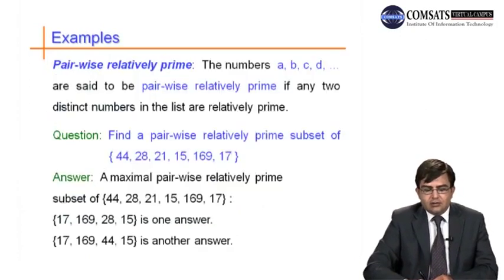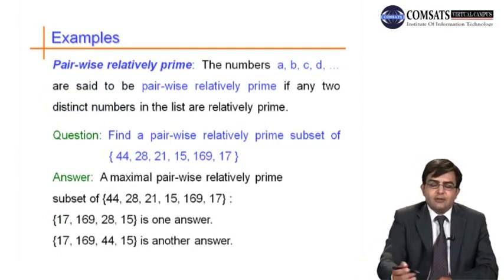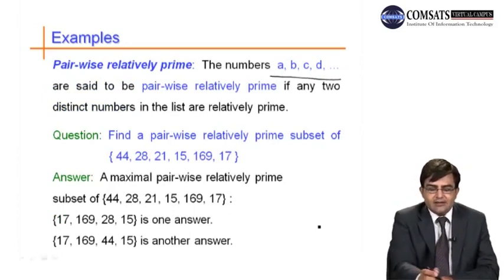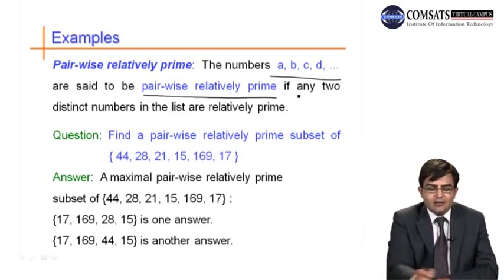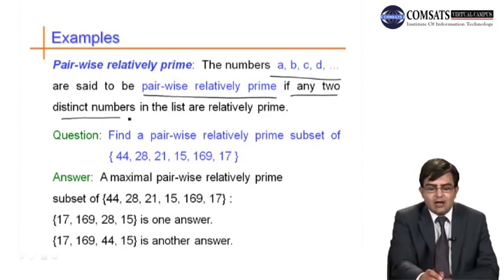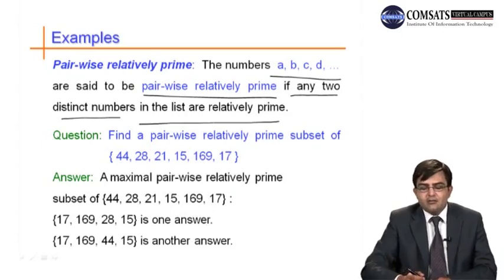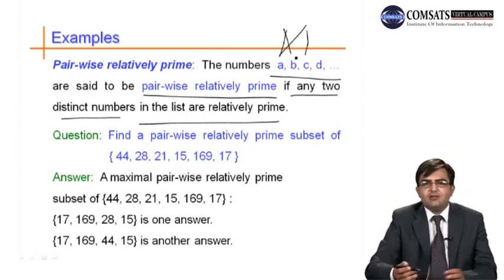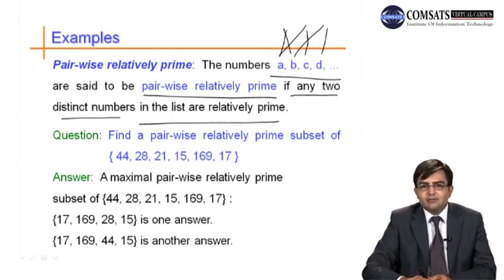Now, what are pairwise relatively prime numbers? For example, if we have numbers a, b, c, d, then these numbers are said to be pairwise relatively prime if any two distinct numbers in the list are relatively prime. If we take a and b, these both are relatively prime. If we take a and c, these are relatively prime. If we take b and d, any two numbers in the given numbers must be relatively prime, meaning that their GCD must be equal to 1.